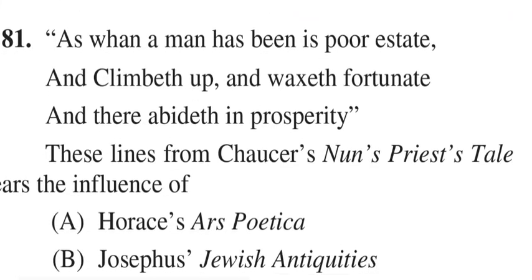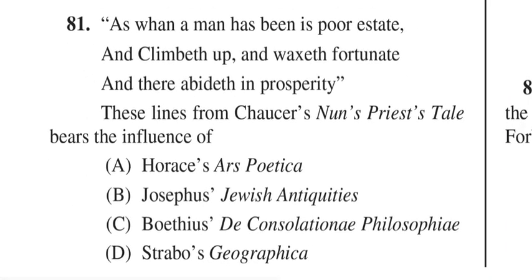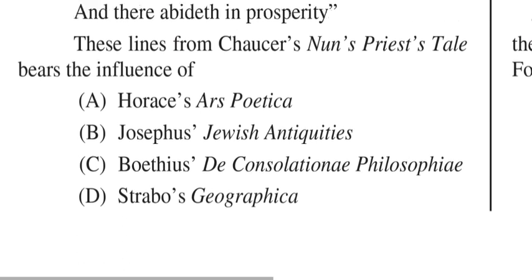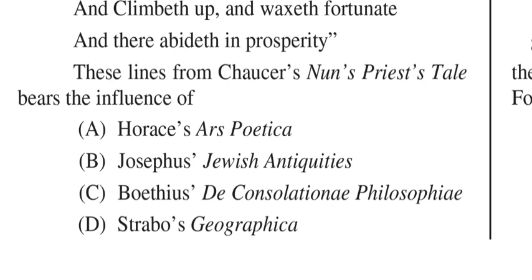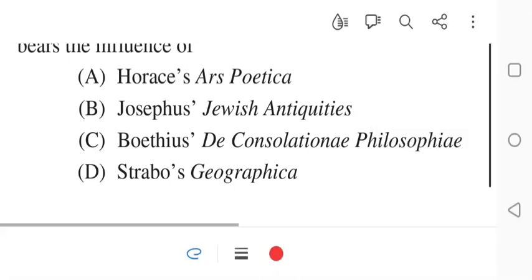Please verify it. 81, it says, "As oft a man has been in poor estate, and climbs up and waxes fortunate, and there abides in prosperity." These lines from Chaucer's Nun's Priest's Tale bear the influence of what? Horace's Ars Poetica, Josephus's Jewish Antiquities, Boethius's De Consolatione Philosophiae, Strabo's Geographica. The correct answer will be C, these lines are influenced by Boethius's De Consolatione Philosophiae.